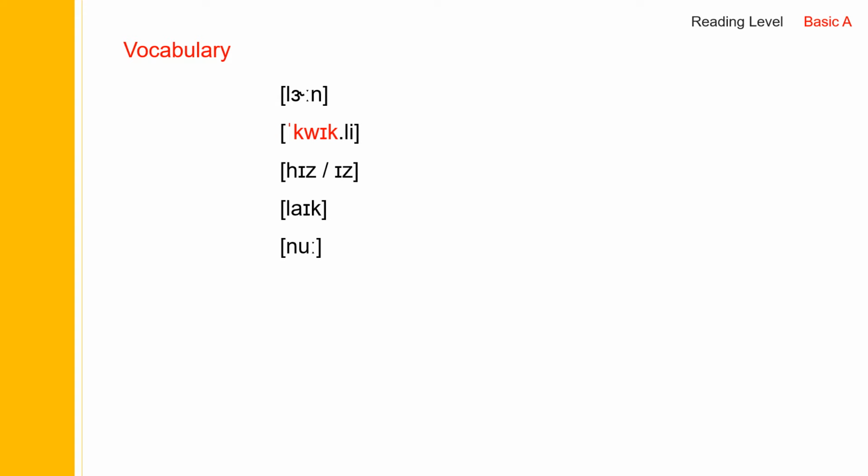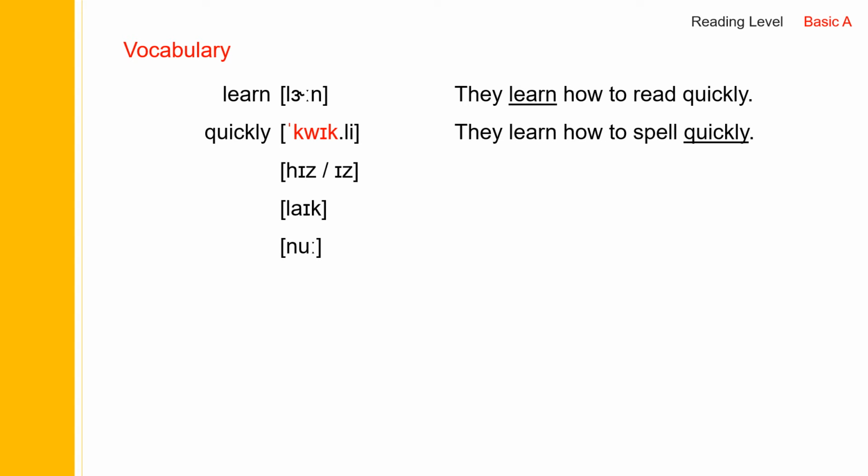The next one, learn. Learn spells L-E-A-R-N, learn. They learn how to read quickly. And next one, quickly. Quickly spells Q-U-I-C-K-L-Y, quickly. And then the sentence is going to be, they learn how to spell quickly.